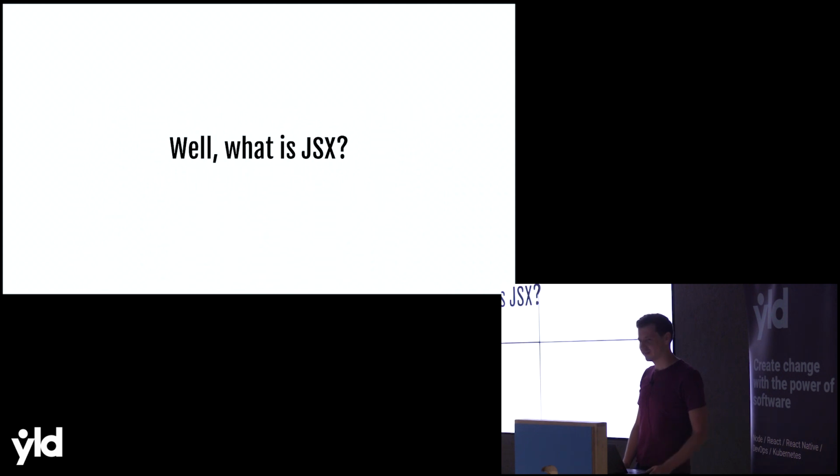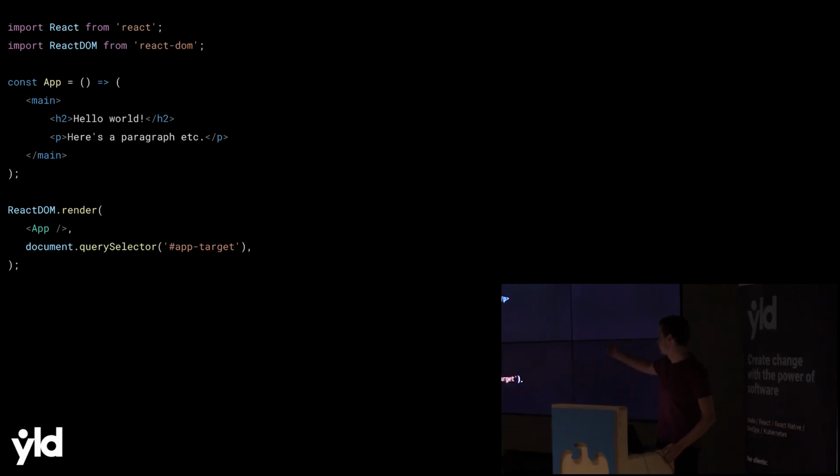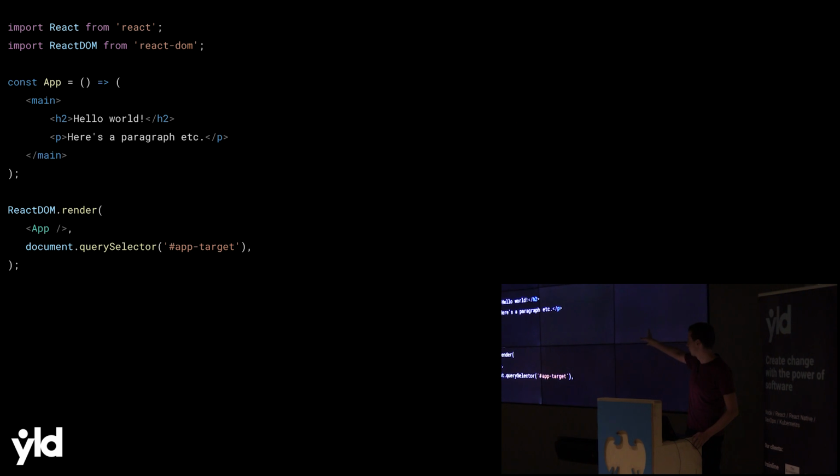Well, what is JSX? There are some React developers in the room, but here's a very simple React application. So we have this root app component, and this renders a set of elements, a simple DOM subtree, where we have a main element, a title, a paragraph, and we can go on. And then we use the ReactDOM.render method to render that React application into the DOM node that's specified as the second parameter.